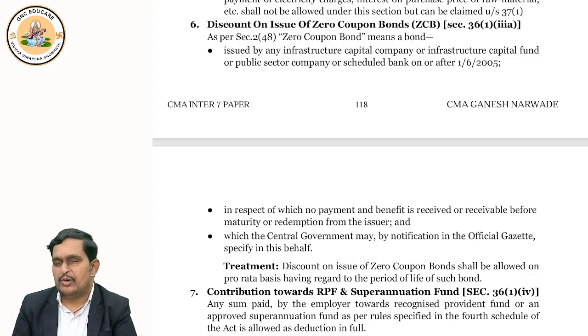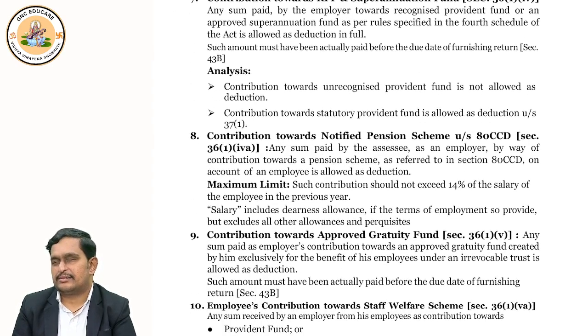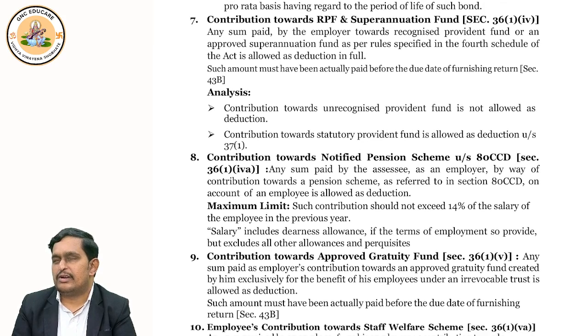Now, contribution to recognized provident fund. We are talking about contribution to recognized provident fund or superannuation fund. So who is contributing? Employer is contributing. Up to how much percentage? In recognized provident fund, it is 12% per annum of the salary, right? So any contribution by the employer to recognized provident fund or to approved superannuation fund can be claimed as deduction here.